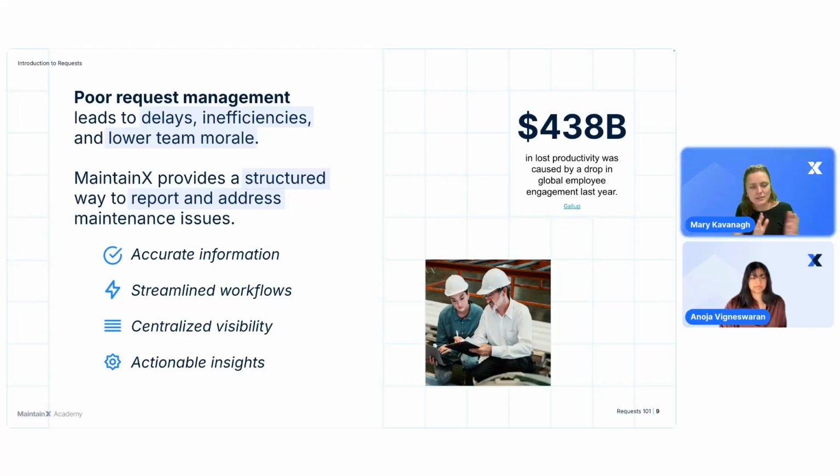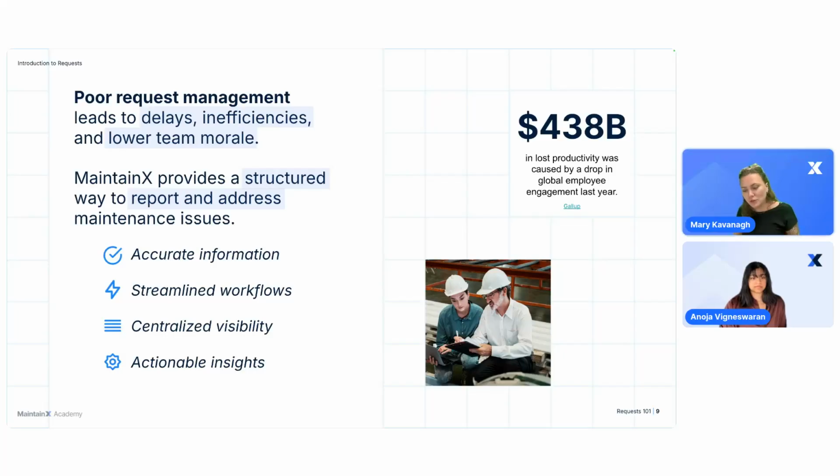I kind of hinted at this a little before with my mean time to repair graph. But you're going to get more accurate submissions thanks to customizable templates that guide users through what details to include. That means less back and forth, and faster work order creation and completion.